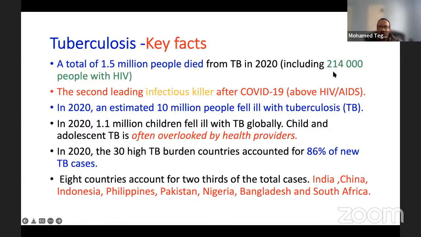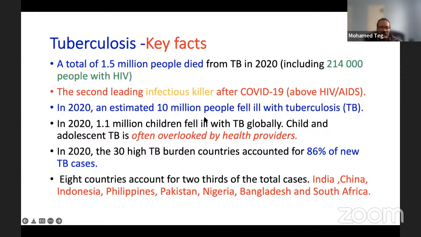talking about 214,000 cases of people with HIV, died because of TB. Another shocking fact is that TB is the second leading infectious killer after COVID-19, and it still ranks way above HIV and AIDS, yet it is still a neglected disease, especially in developing countries. In 2020, an estimated 10 million people got sick with TB, and out of this number, unfortunately, 1.1 million were children.